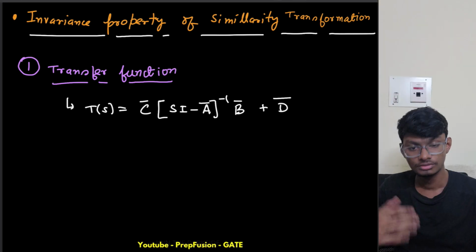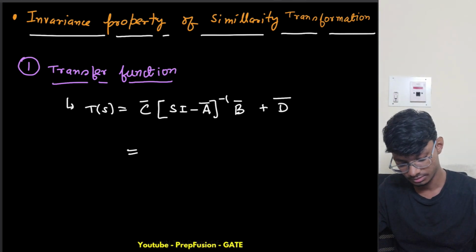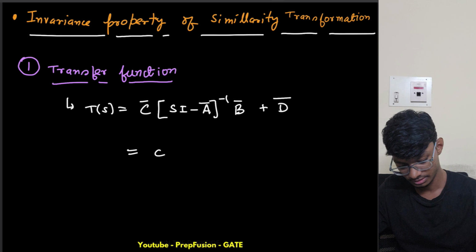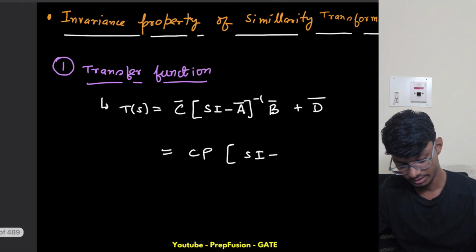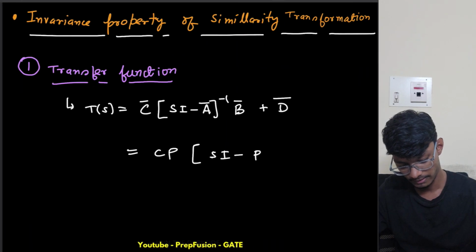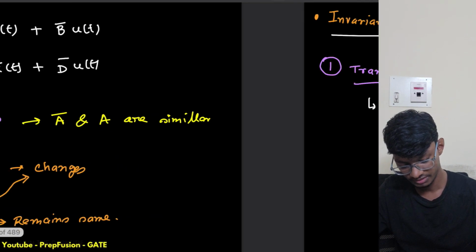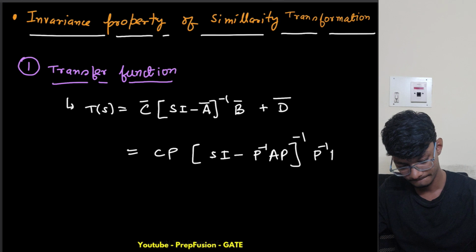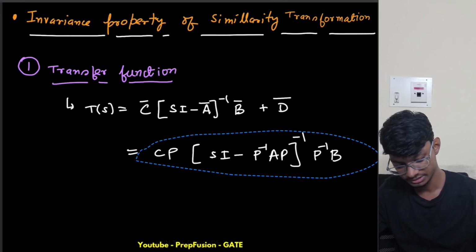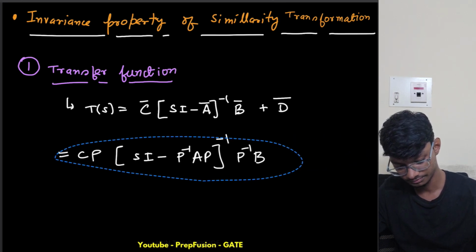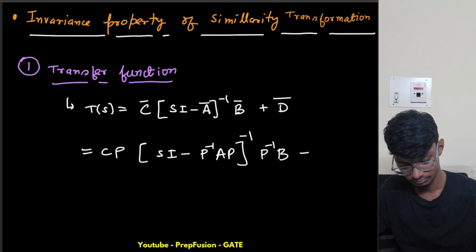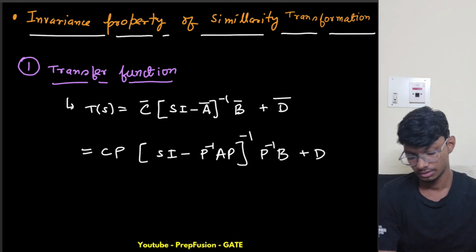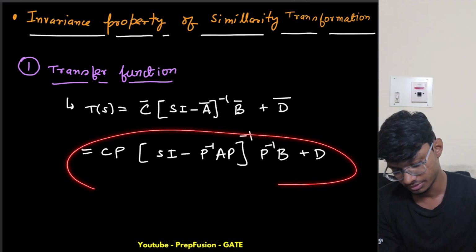Now I will replace my C bar with C times P, and sI will remain sI, and A bar with P inverse A P, and this is whole inverse, and B bar with P inverse B, and D bar with D itself, because it is D only, right? So this is basically my equation.